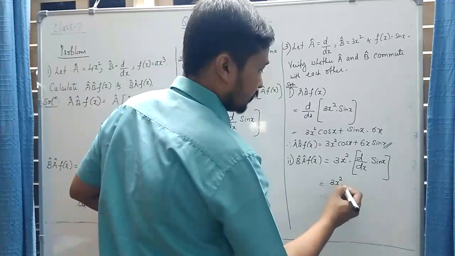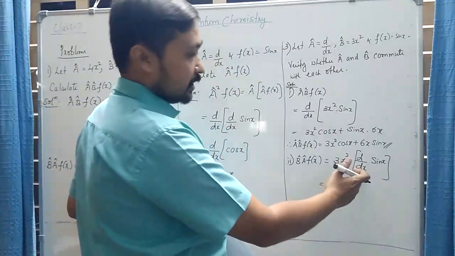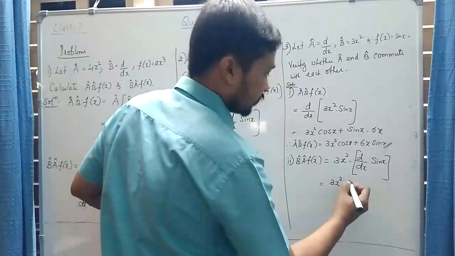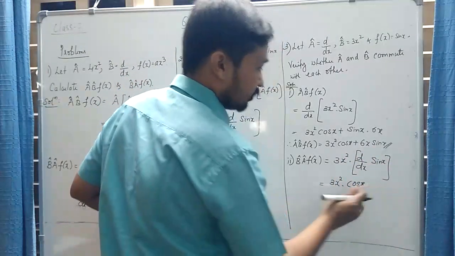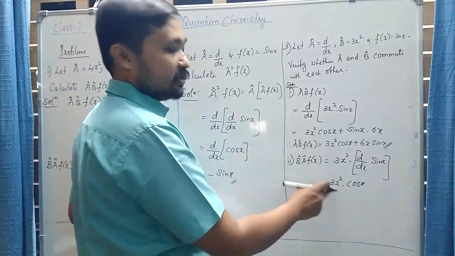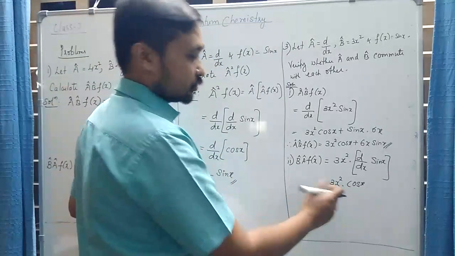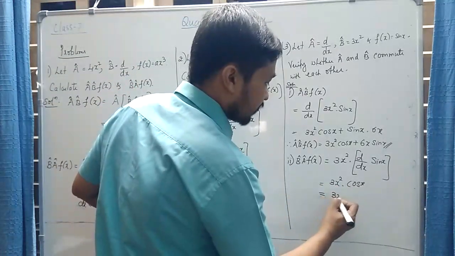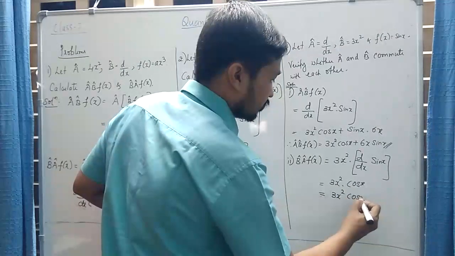So you have to apply operator A first, that is d by dx. So d by dx of sin x is cos x, and on cos x we are applying the operator B, which is a multiplication of operator 3x square. So this is simply 3x square into cos x.